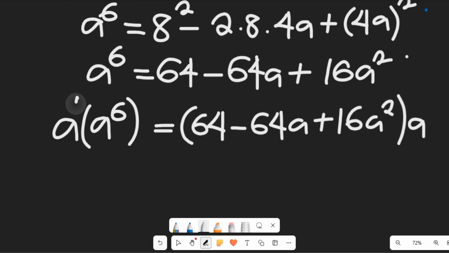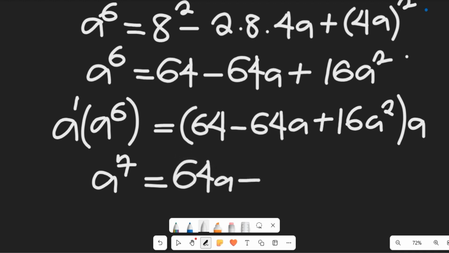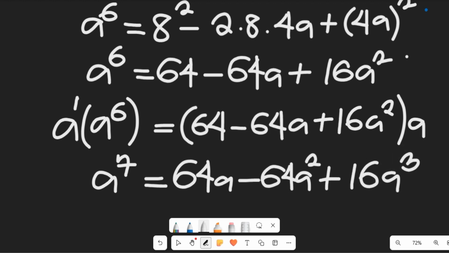Now, this is a to the power of 1 using indical expression, so this will give me a to the power of 7, right? If both multiply. And this will be equal to 64 times a will give me 64a, minus 64a times a will give me minus 64a squared, plus 16a squared times a will give me 16a to the power of 3.